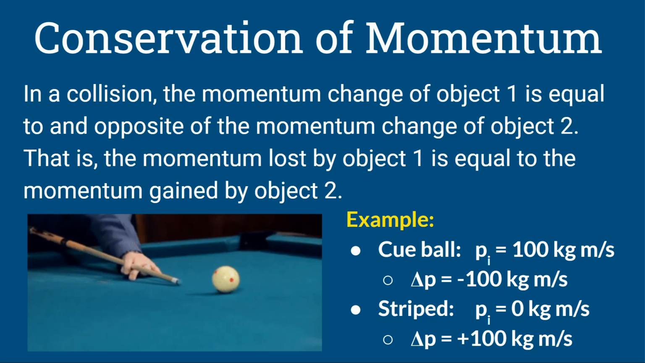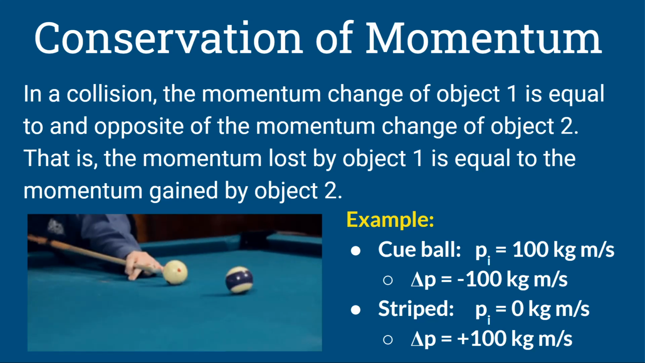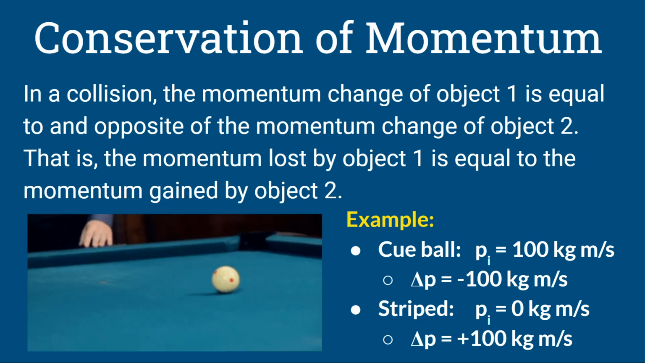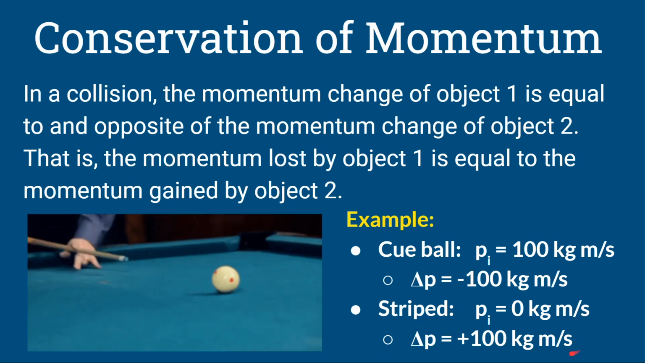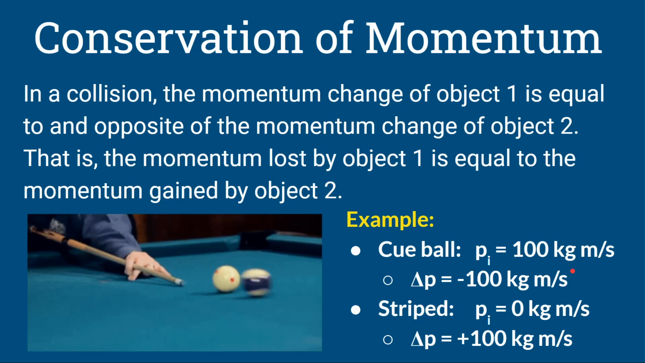The striped ball, on the other hand, is at rest when it's initially impacted. It's not moving, but it gets hit by the white ball and then it starts to move. So its initial velocity is 0, and therefore its initial momentum is 0. But its change in momentum would need to be equal and opposite to the amount of momentum lost by the cue ball. So if the cue ball loses 100, the striped ball will gain 100 kilogram meters per second, and that gives you these equal and opposite changes in momentum, just like with the car hitting the bug we talked about a second ago. They will have equal and opposite changes in momentum whenever you have two objects collide.